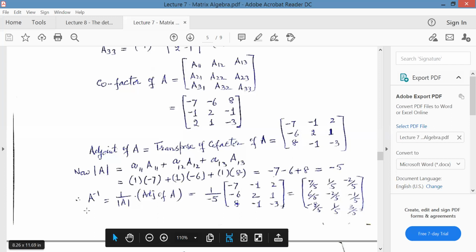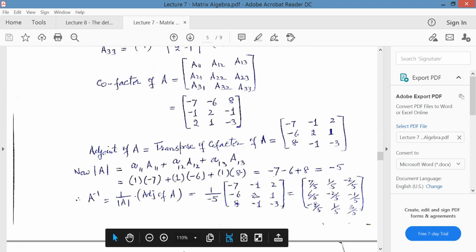How will you find the A inverse? A inverse के लिए याद रखिएगा, the formula is 1 upon determinant of A into adjoint of A. So 1 over determinant of A is 1 over -5. Adjoint of A is this matrix. So -1 over 5 into this one.